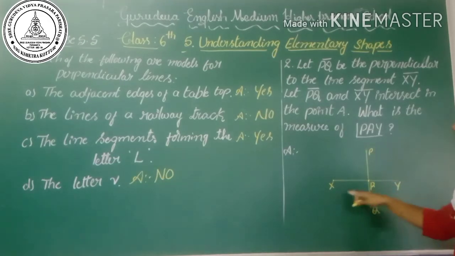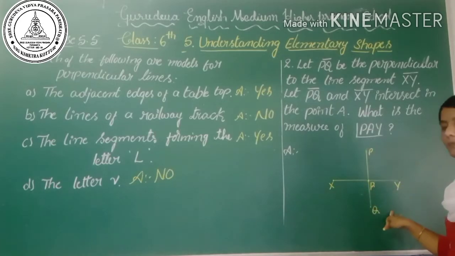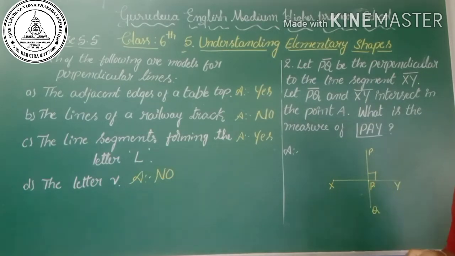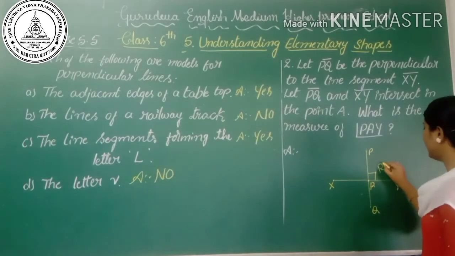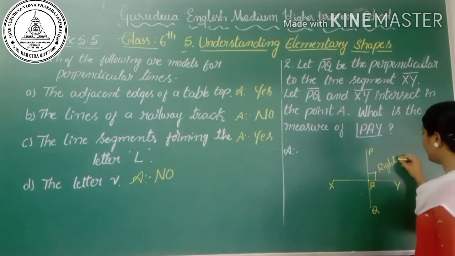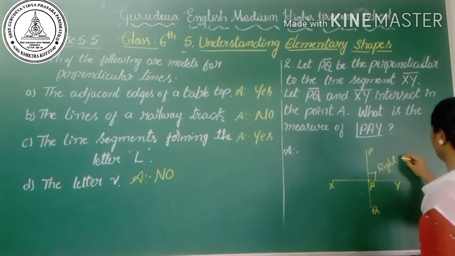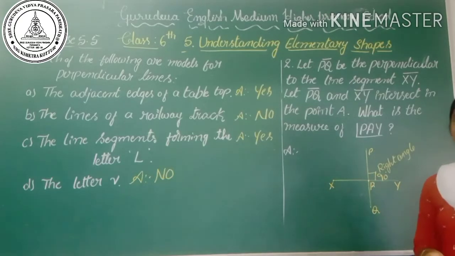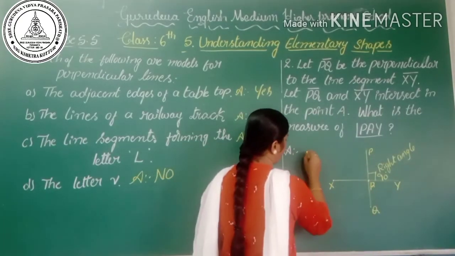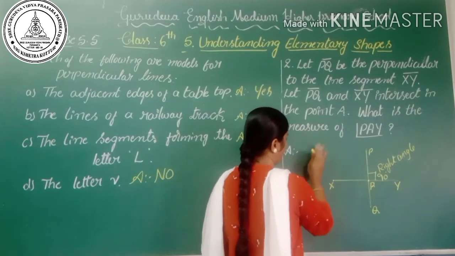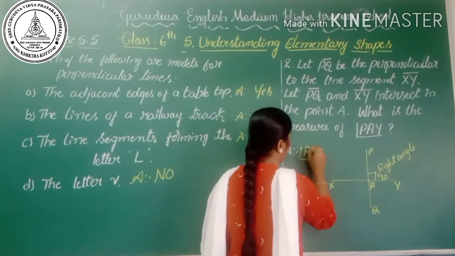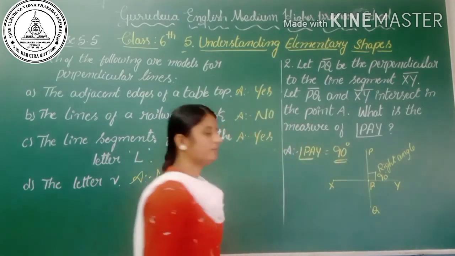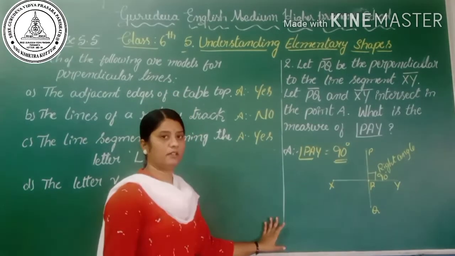We know that if the line segments XY and PQ are perpendicular to each other, then the angle formed between these two line segments is a right angle. The measure of a right angle is 90 degrees. Let's write the answer here. Angle PAY is equal to 90 degrees. Is it clear?